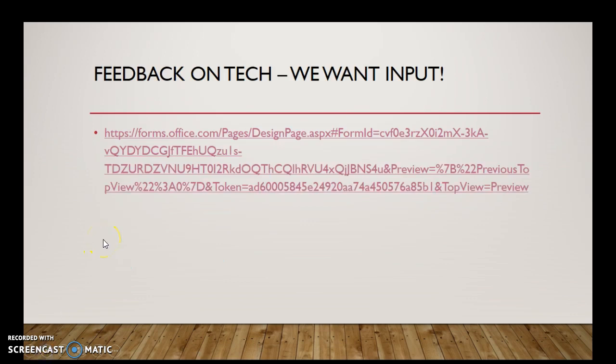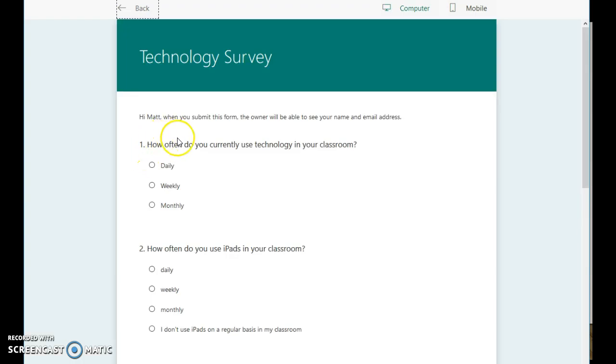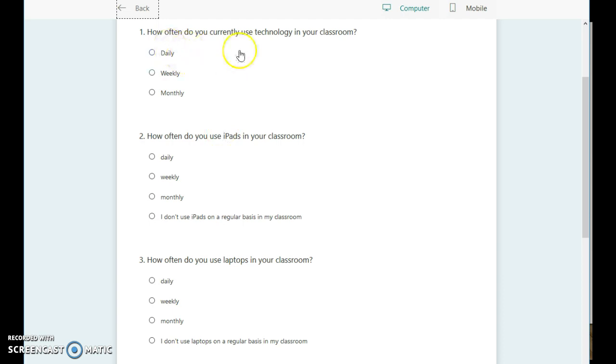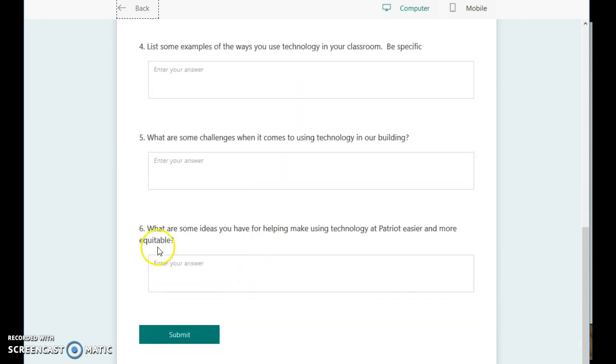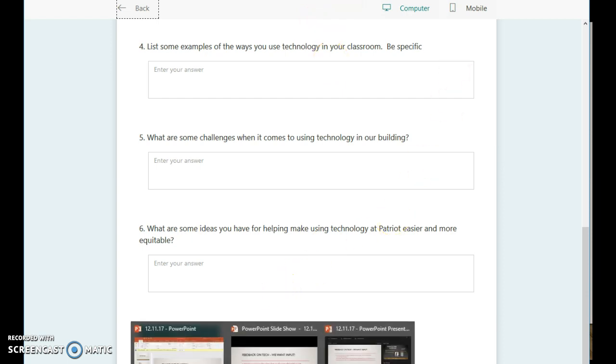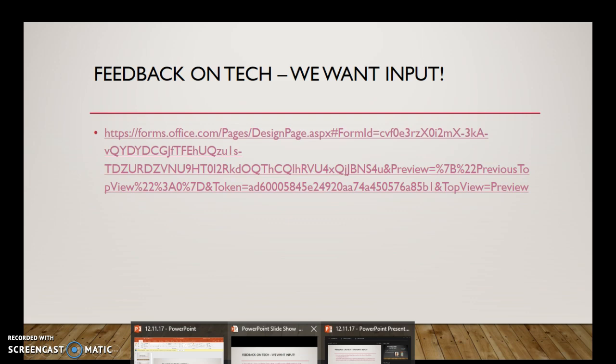First thing is we're going to gather some feedback on technology and we want your input. This is a form that's going to link you directly to some questions that will help our TAT team and leadership make decisions about technology. How often do you currently use it? How often do you use your iPads, laptops in the classroom? Give us some examples and a little bit about equity. So go ahead and submit that if you would like your input taken into consideration so that we can continue to make this process better as we move forward.